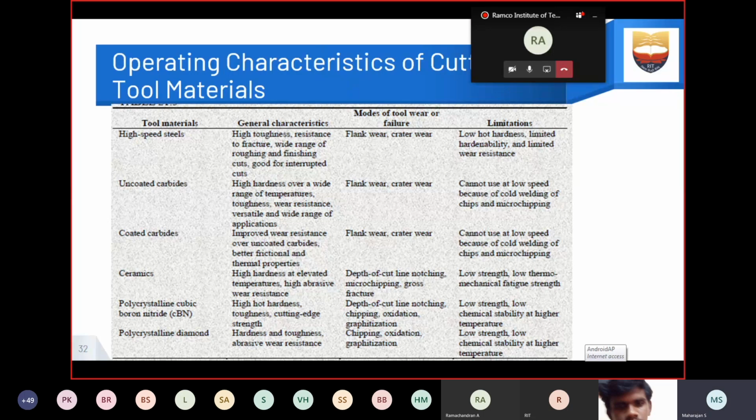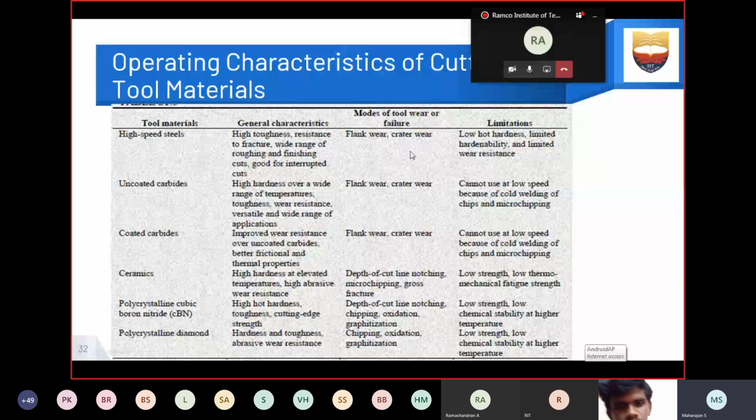So these are all the operating characteristics. From these characteristics, we can learn about high-speed steel and polycrystalline diamond. What is the difference? What is emerging? We can know about high hardness and abrasive wear resistance. That is the main thing. High hot hardness for polycrystalline cubic boron nitride. The ceramic has high hardness at elevated temperature. Coated carbide has improved wear resistance, and uncoated carbide has high hardness. High-speed steel has high toughness and resistance to fracture. These are the main important characteristics of the tool material.